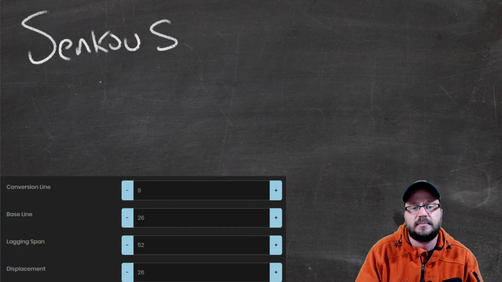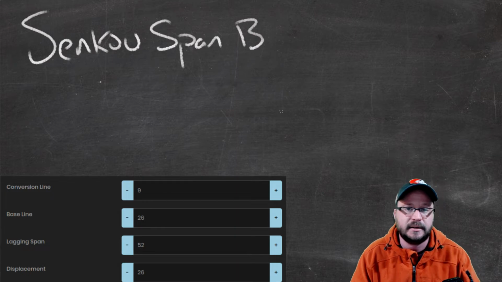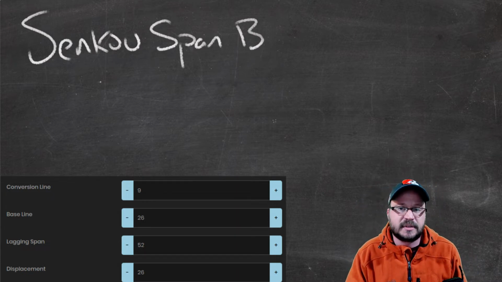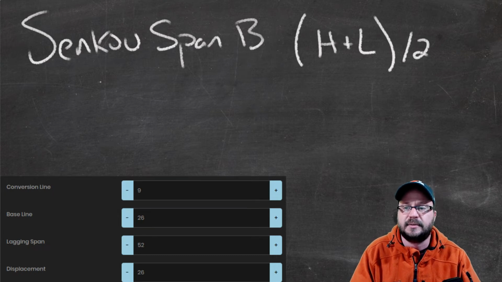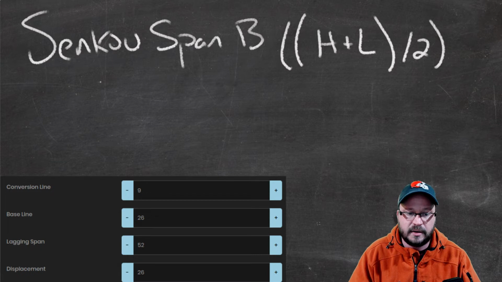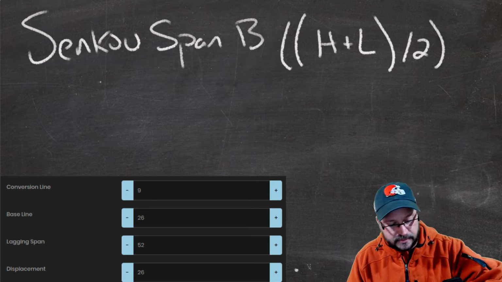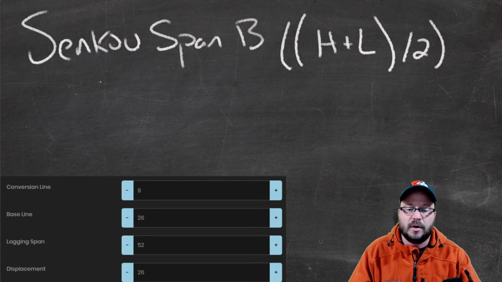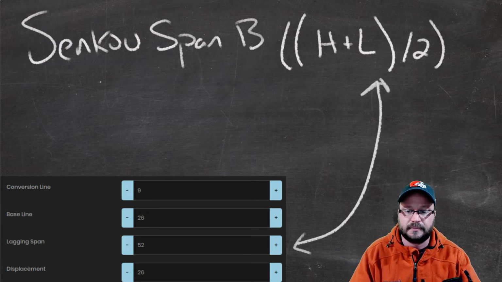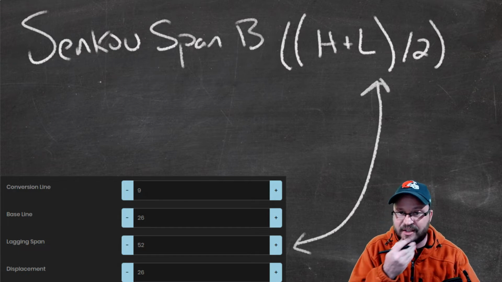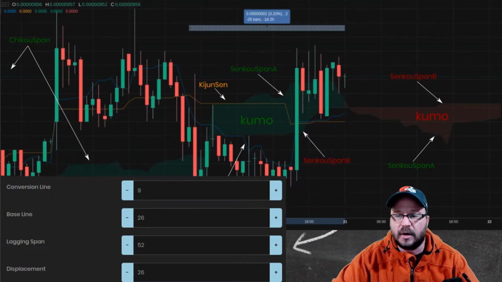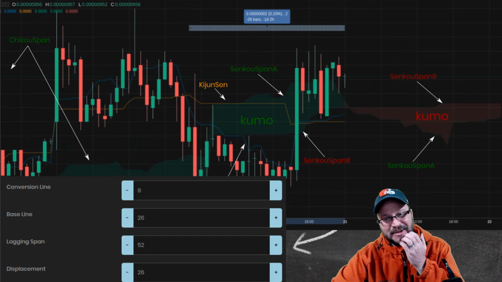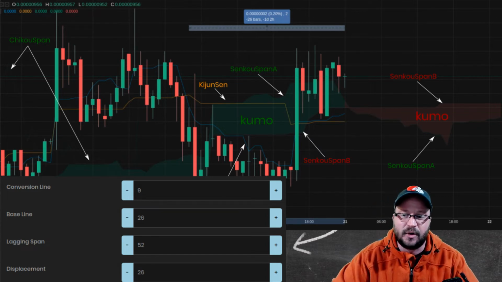Senkou Span B. Okay, this one's calculated a little differently. This is almost like a third version of the Tenkan and the Kijun lines in that it's the high plus the low divided by 2, over your lagging span, okay? And so that's a 52 period calculation of activity. And that forms this lower line. It's not always lower, so I'll cover that in a second, but it just forms a Senkou Span B, okay?